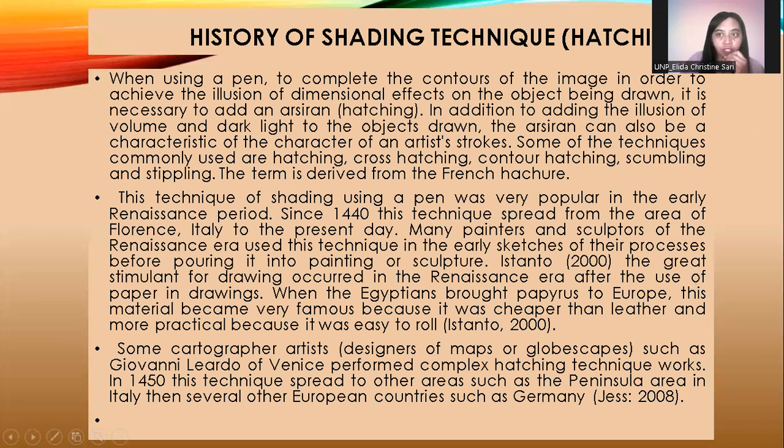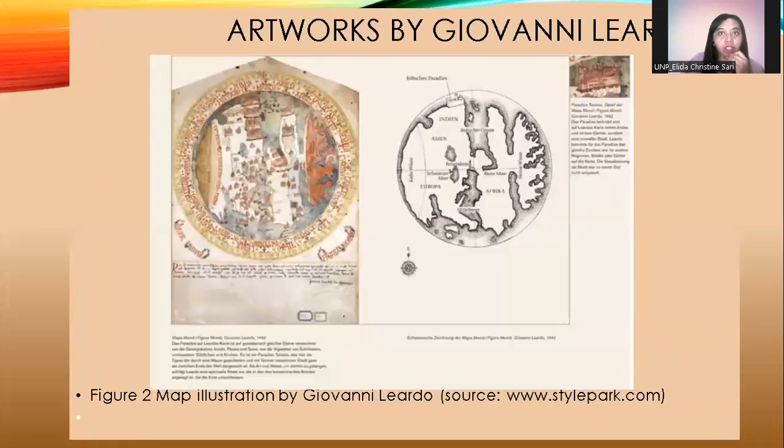It is a technique that spread in the era before painting and sculpture, when the Egyptians brought papyrus to Europe. This material became very famous because it was more practical than leather, as it was easy to roll. Some cartographers, artists, and designers made maps and globes. This example is artwork by Giovanni Leonardo. In this map illustration, you can see that it uses pen hatching, and you can use more techniques. This is about the map.